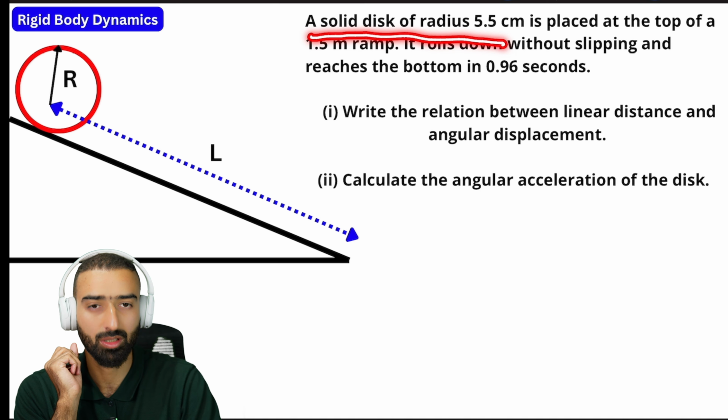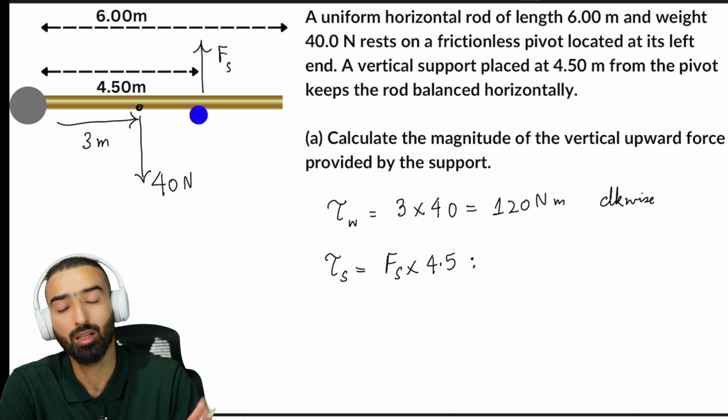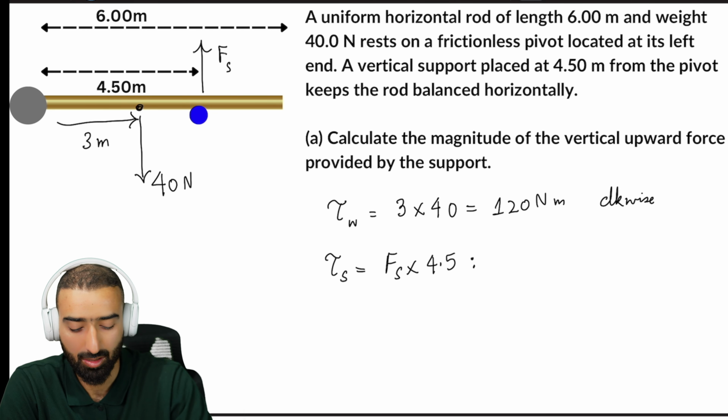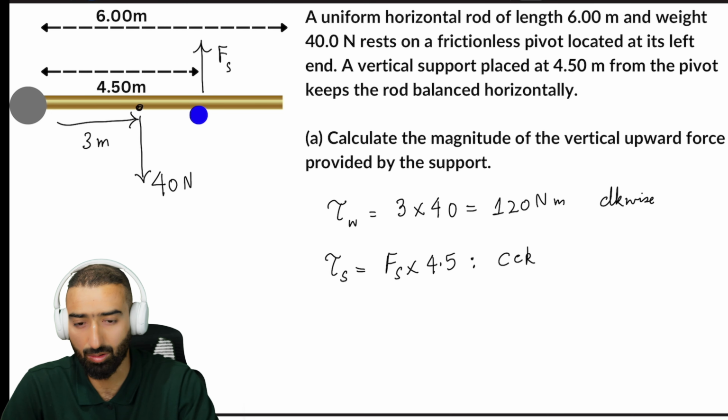This support is going to push upwards on the rod. So let's write that as Fs. Fs stands for force of the support. And what would be the torque of the support? It would be its force times the distance, which is 4.5. And this torque is counterclockwise. So CCW, that's a shorthand for counterclockwise.